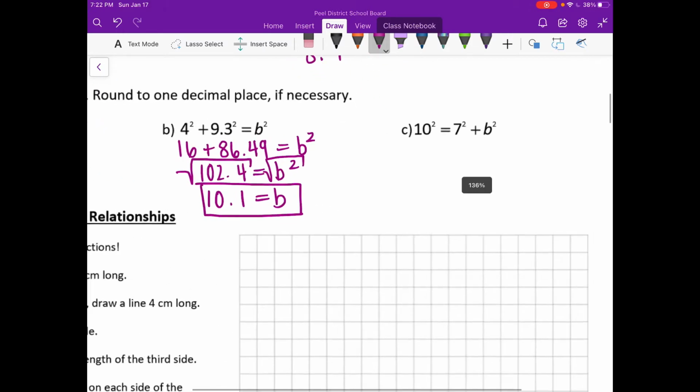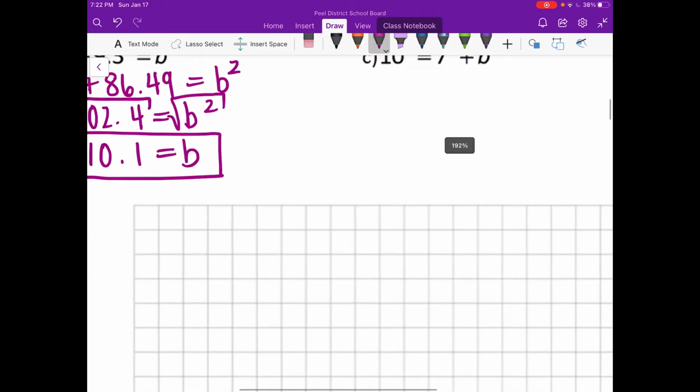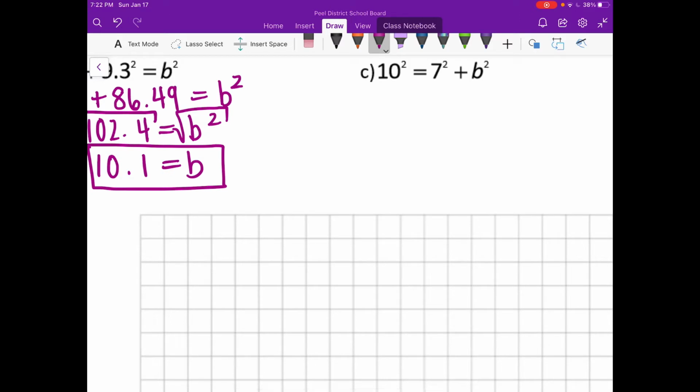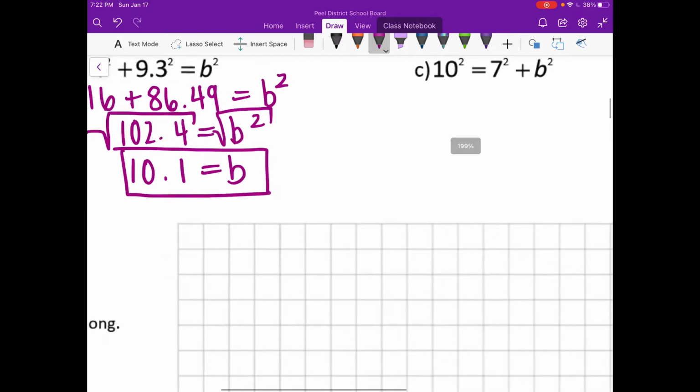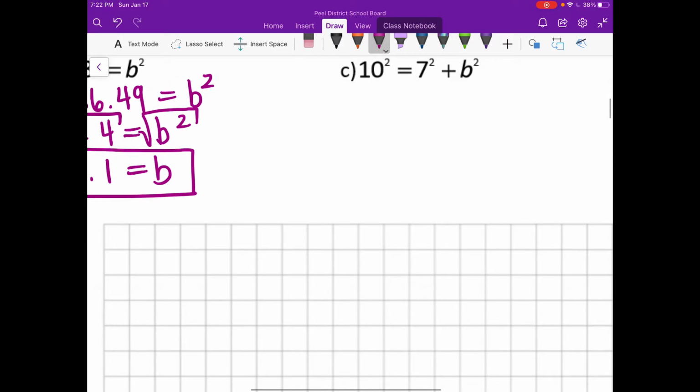And so just as a general rule of thumb, keep all of your numbers in as many decimal places as you can until the end, where you round to 1. Okay? So if I went here, I'm going to say, all right, 10 squared is going to give me 100, right? Equals, what's 7 squared is 49 plus b squared.